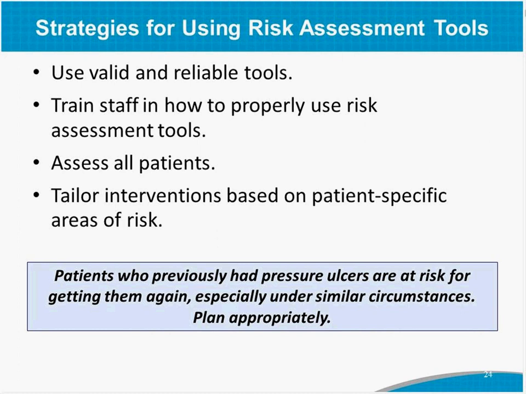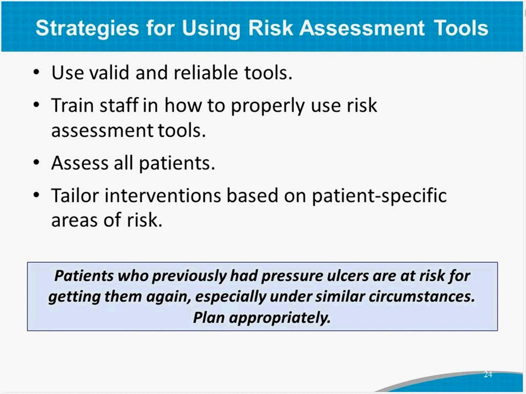So reliable tools such as the Norton, Braden, train the staff how to use them properly. Sometimes I find that staff don't really go through it. They just kind of eyeball the patient and write down numbers, or they copy forward the number so that the patient, as long as they're in the hospital, tends to have the exact same Braden score, even though their condition changes. So, you want to, again, make sure it really reflects what's going on with the patient, on admission and with any change in their condition.